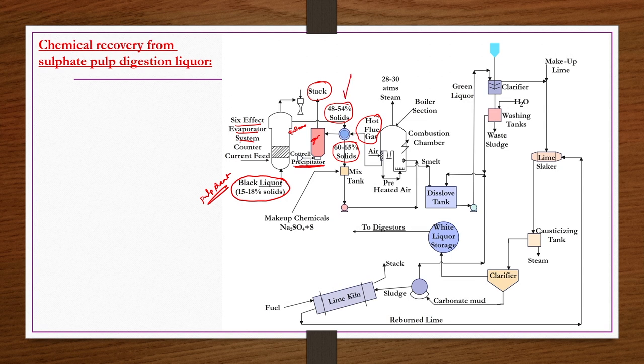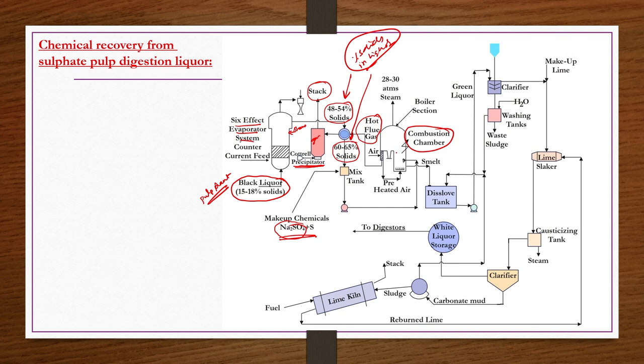Actually, what do we mean by solids here? The percentage of solids in the liquor. The liquor, which now has 60 to 65% solids, is mixed with makeup chemicals like Na2SO4 plus sulfur, etc. We are talking about the kraft process, so Na2SO4 is added here, the sulfate process. So in the mixing tank, the liquor with 60 to 65% solids is mixed with makeup chemicals like Na2SO4, sulfur, etc., and then fed to the smelting furnace.